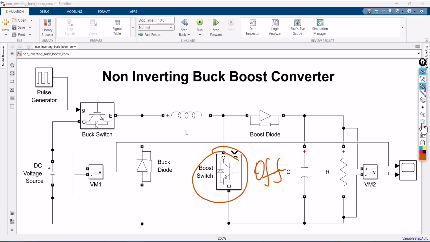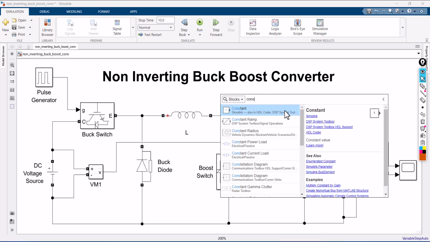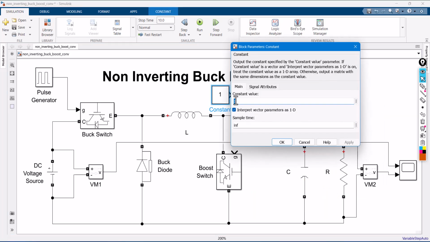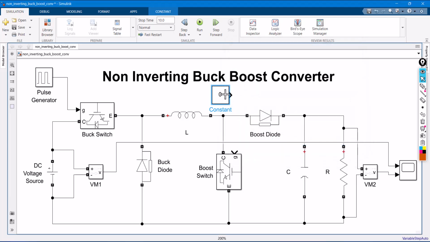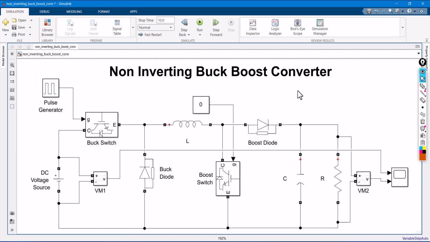How to make the switch off? Either you can turn the switch on or off. Okay, so let me take a constant block. Make sure that the constant value is 0, which means that the switch is in off state. Okay, so now condition 1: the buck switch is controlled by the pulse generator, whereas the boost switch is in off state.